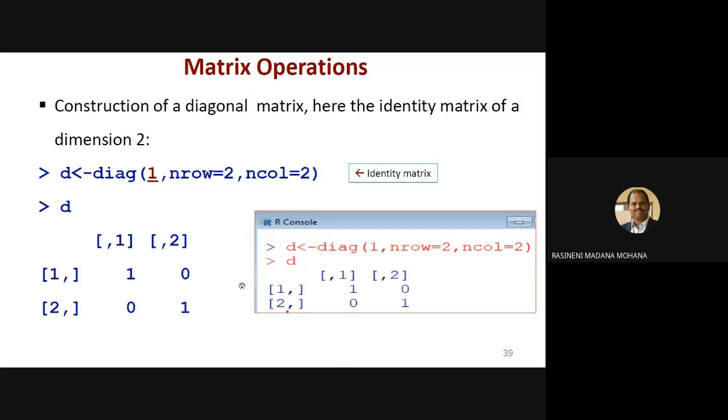Now we'll move to matrix operations. First, if you want to construct a diagonal matrix, say taking the identity matrix with dimension 2, it can be stored in a name d. For a diagonal matrix you use the command diag. By default the diagonal values are filled with 1. You mention 1 at the first position, comma, then the dimensionality: nrow equal to 2, comma, ncol equal to 2. When you run this command, the identity matrix is printed.